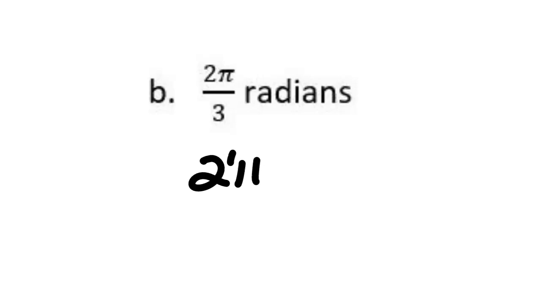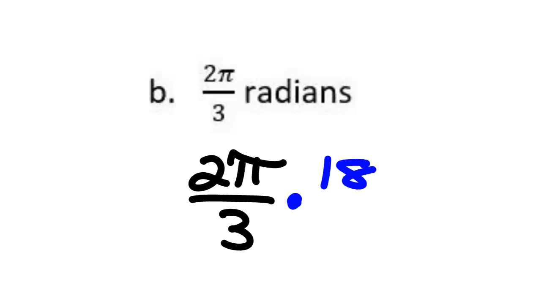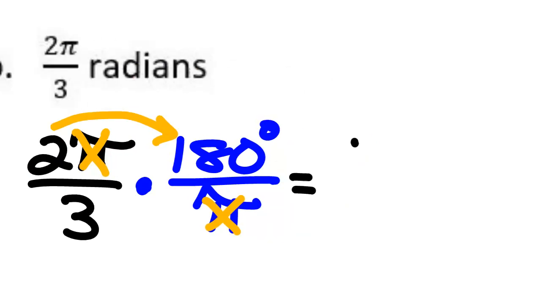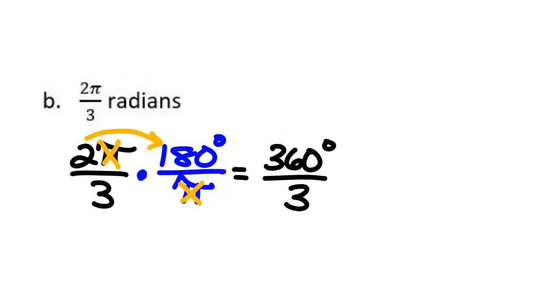Part B, we take 2 pi over 3 radians. We multiply that by 180 degrees over pi. Numerator to numerator, denominator to denominator. My pi's cancel each other out. So 2 times 180, that is 360 degrees. And then when I take the 360 and divide it by the 3 that's in the denominator, I get what? 120.